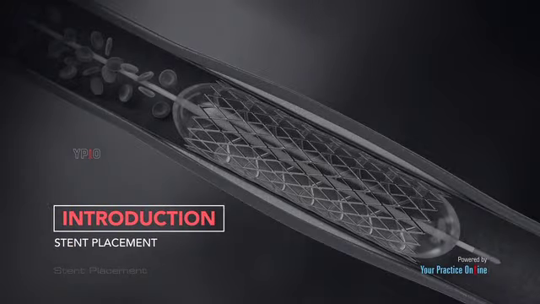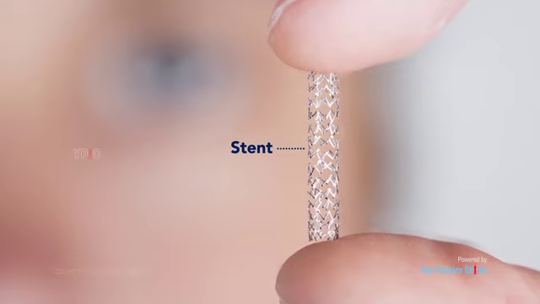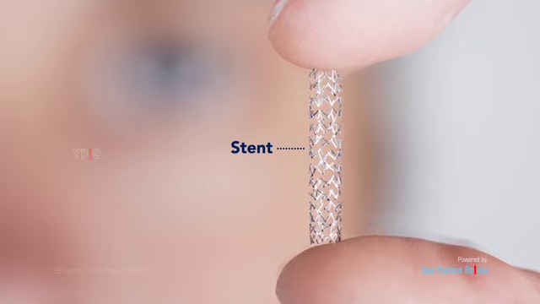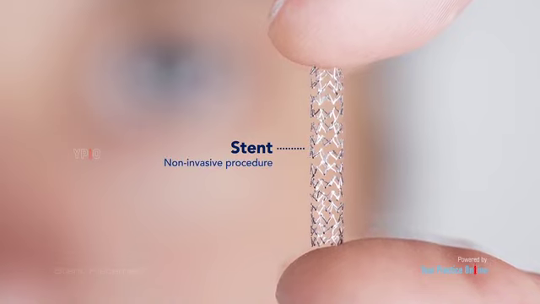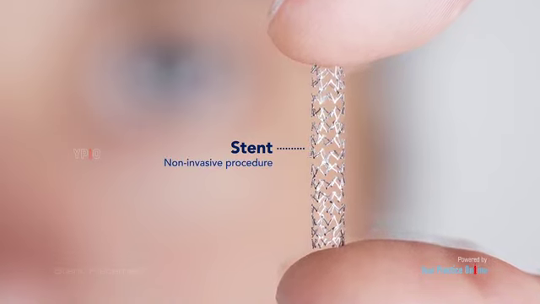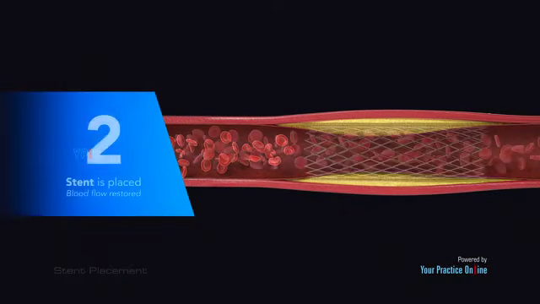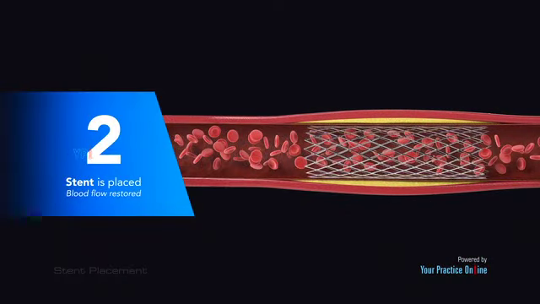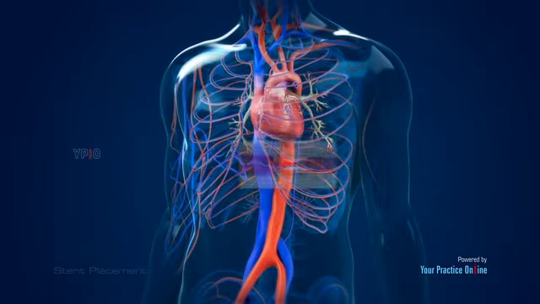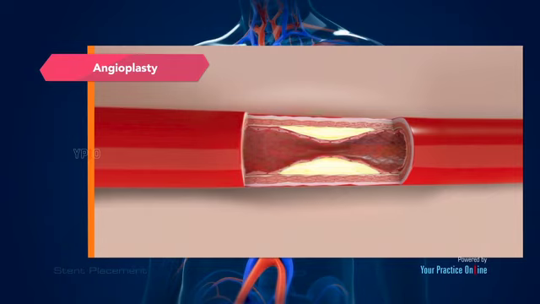Introduction. A stent is a small metal tube or coil. Stent placement is a non-invasive procedure, meaning no incisions required, in which the stent is placed inside a narrowed or blocked artery to keep it open and restore or maintain blood flow. Stenting is most often combined with angioplasty.